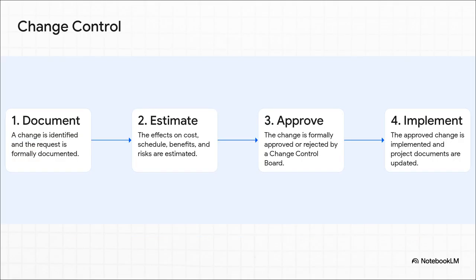So the secret weapon against this is having a formal process for every single change. It's simple. First, you identify and document the request. No more hallway conversations. Then you analyze it. You estimate its impact on the cost, on the schedule, on risk. Third, it has to be formally approved or rejected by the people in charge. And only if it's approved do you implement it and update all your plans. This process turns chaos into an orderly, conscious decision.